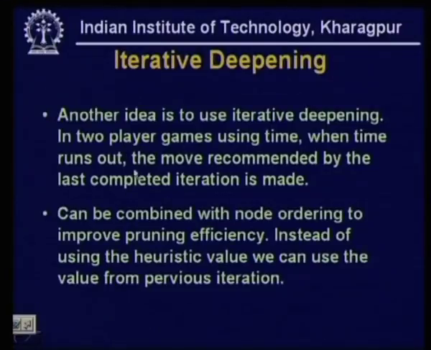So, we use iterative deepening and we use time. When time runs out, the move recommended by the last completed iteration is made. Iterative deepening can be combined with node ordering to improve pruning efficiency. Instead of using the heuristic value, we can also use the backed up value from the previous iteration at the nodes. So, that is another idea that one could do, which can improve the pruning in certain game trees.